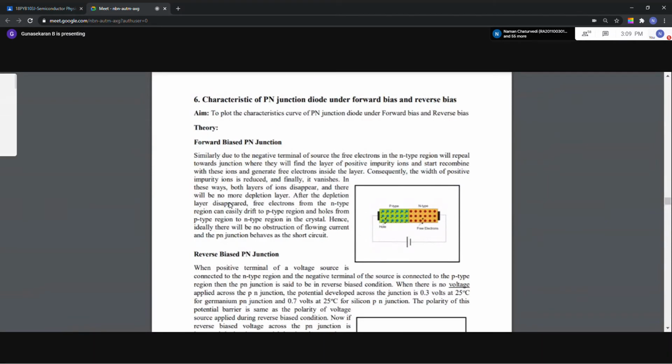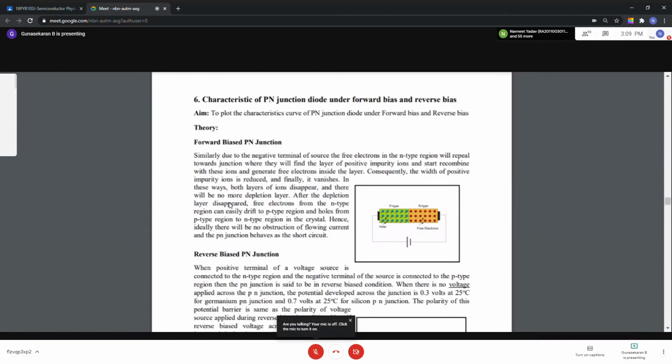I think you have a lot of time. That's why you go to take it separately. And today, PN junction diode forward bias, to study the characterization of PN junction diode. That is the aim of the experiment.